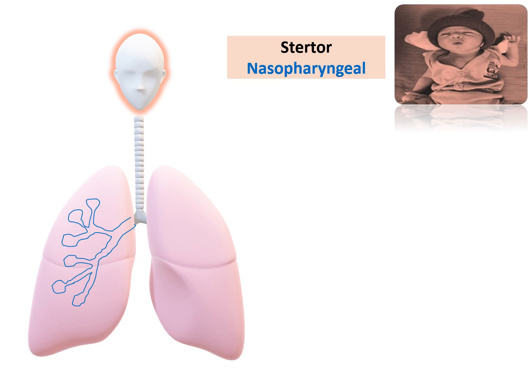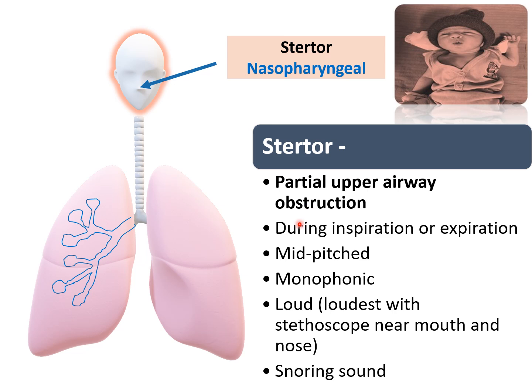First is stertor. This sound is produced because of partial obstruction at the level of the nose and pharynx. So it can be during inspiration or expiration or in both. It is a mid-pitch monophonic sound. It is a loud sound. Even with the stethoscope, it is loudest when you keep the stethoscope near the mouth and nose. It is also considered a snoring sound because of partial upper airway obstruction.